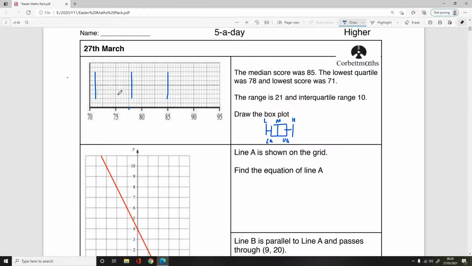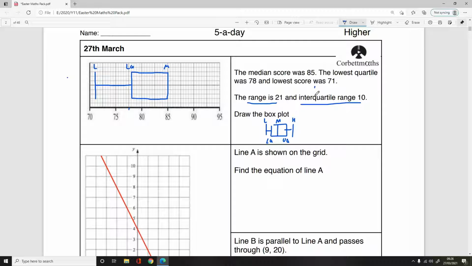And then that's some of the information. So we've got the lowest score. We can connect this up. We've got the lower quartile. We've got the median. But then it doesn't tell us the upper quartile and it doesn't tell us the highest score. That's why we've got to use this and this.